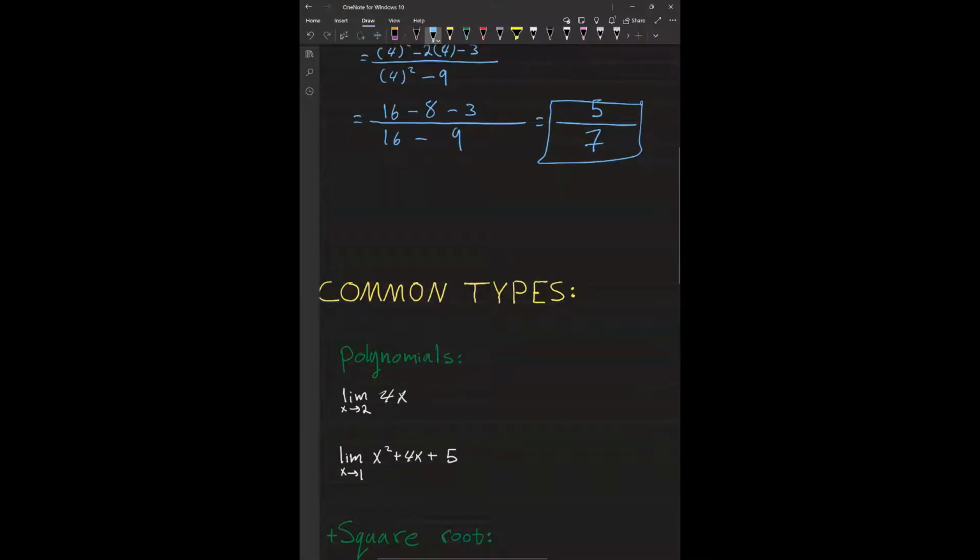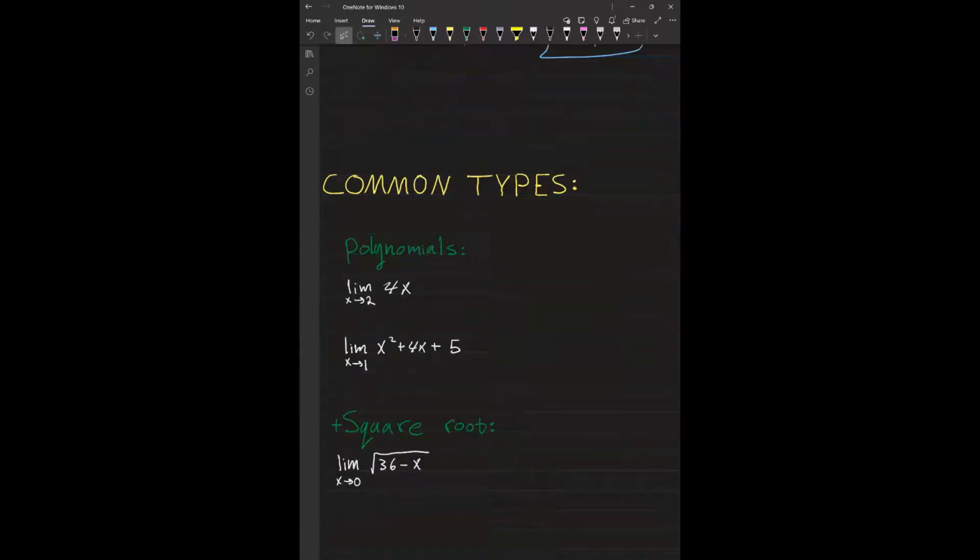So here we have some other common types of limits that you can find just by plugging in. Firstly, polynomials. You can just plug it in. Plug in 4 times 2, that equals 8. Next, the limit as x approaches 1. Plug in 1: 1 squared plus 4 times 1 plus 5. 1 squared is 1, 1 plus 4 times 1, which is 4, that equals 5. 5 plus 5 is 10.